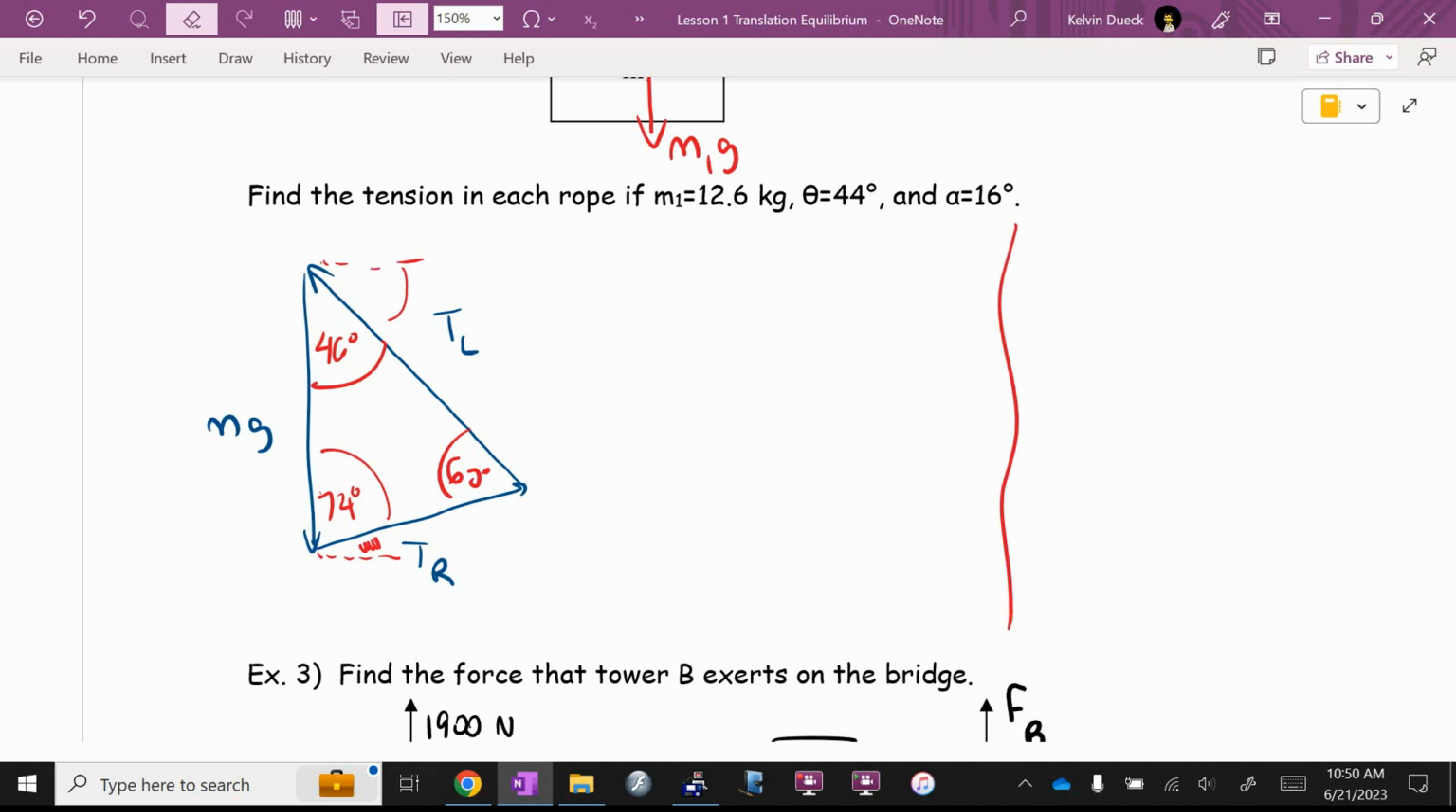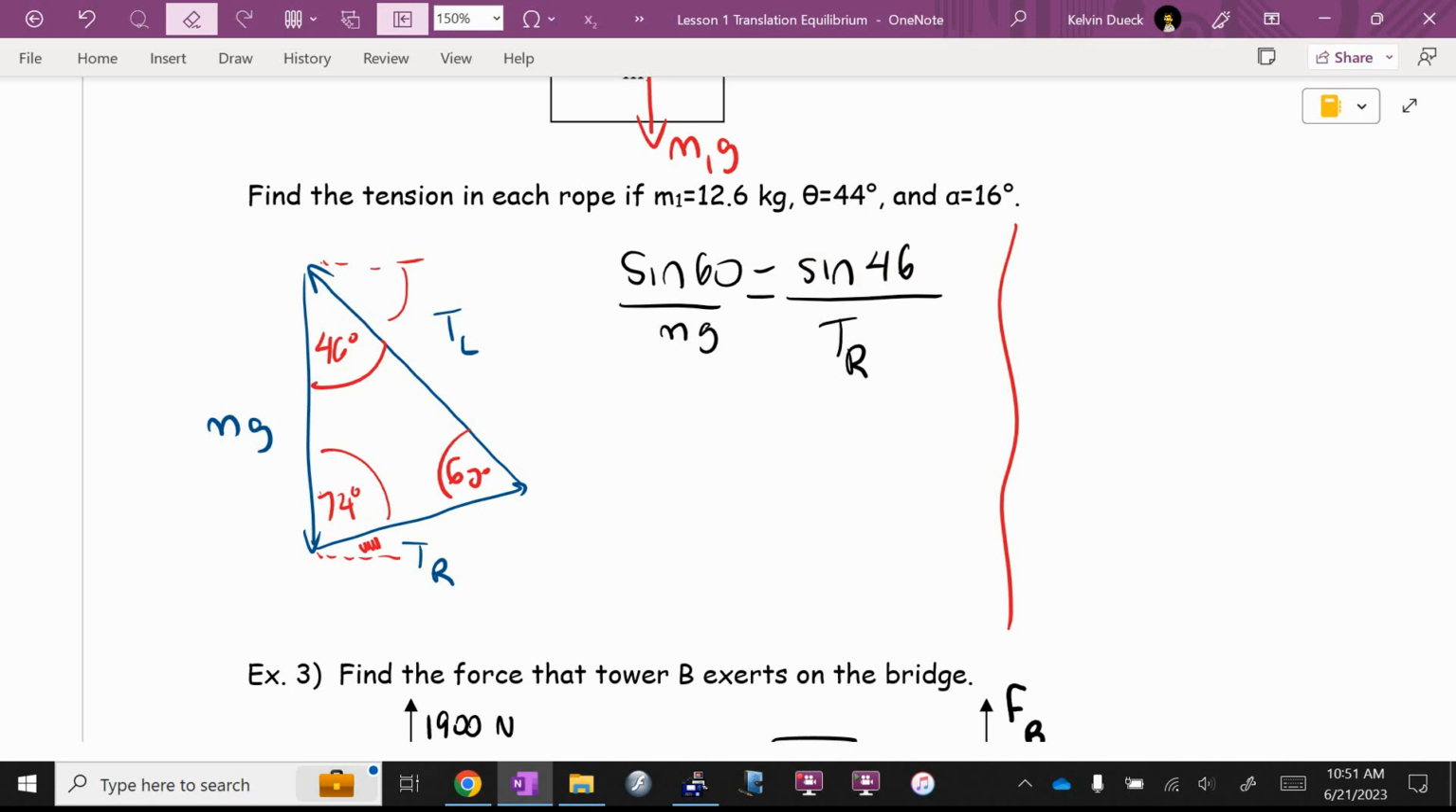What do you want to find first, left or right? Okay, so the starting point, the pair that I know, is the sine of 60 over MG. And you said you want to find tension right. Which angle is going to go with tension right? Sine law always goes with the one across from it. That's the sine law, sine 46.